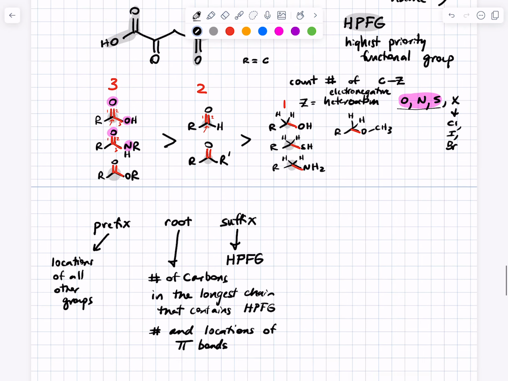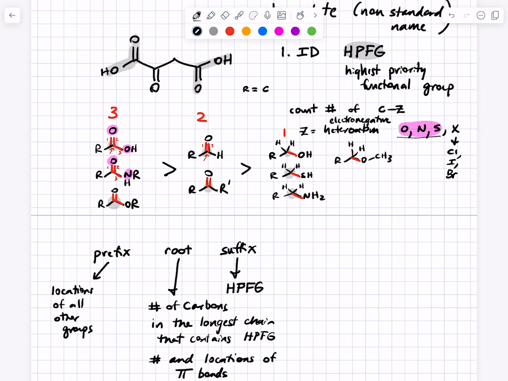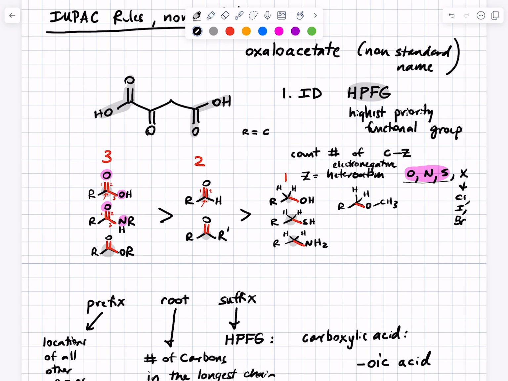Okay, so part one was identifying the highest priority functional group. Because our highest priority functional group is a carboxylic acid, what is the appropriate suffix for a carboxylic acid? Yeah, if you look at that handout, it is, we'll just use a dash to indicate there's other stuff coming before it, oic acid. Whatever the rest of the name is, the suffix is going to be oic acid.